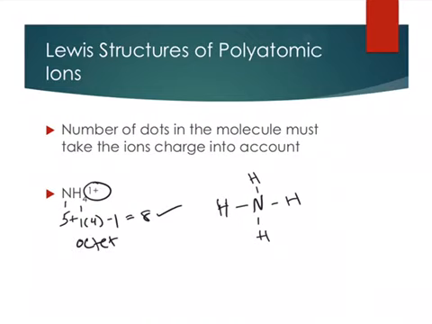The next thing I have to check is if my octet is fulfilled. And everybody's octet is fulfilled, so I'm done. Now with a polyatomic ion, you do have to put it in brackets with the charge on the outside to show that it is the polyatomic ion. If you don't have those brackets with the charge on the outside, then one is going to assume that it's not an ion and that you don't have a correct Lewis structure.